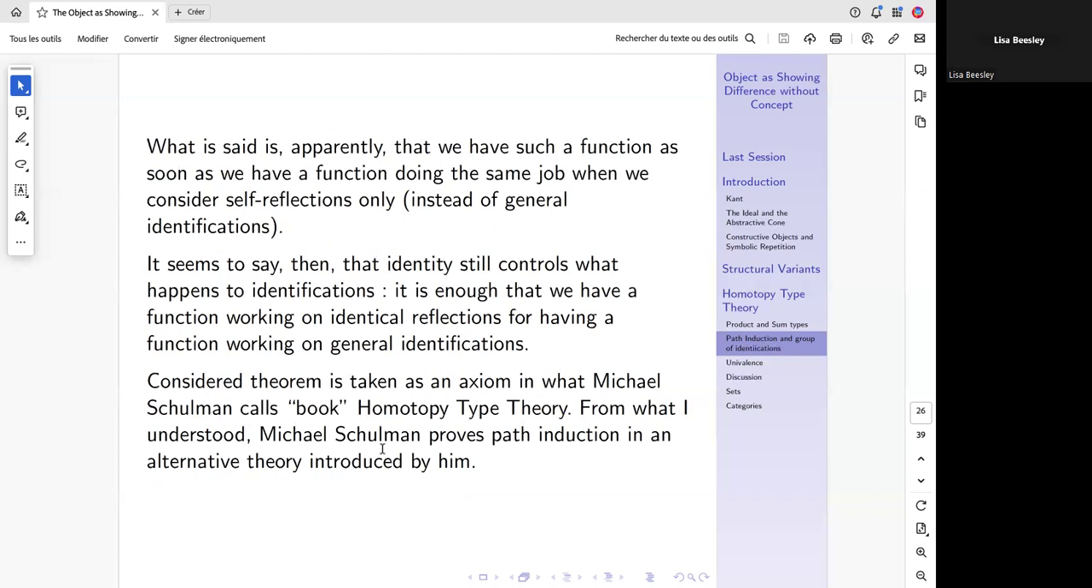So we have a function as soon as we have a function doing the same job when we consider self-reflections only, instead of general identifications. So this path induction principle seems to say that identity still controls what happens to identification. It's enough that we have a function working on identical reflections to have a function working on general identifications. So that's the way things are put in what Michael Shulman calls the book, homotopy type theory. The book is what we find online. And in the book, path induction is an axiom. It is added to the axioms of HoTT.